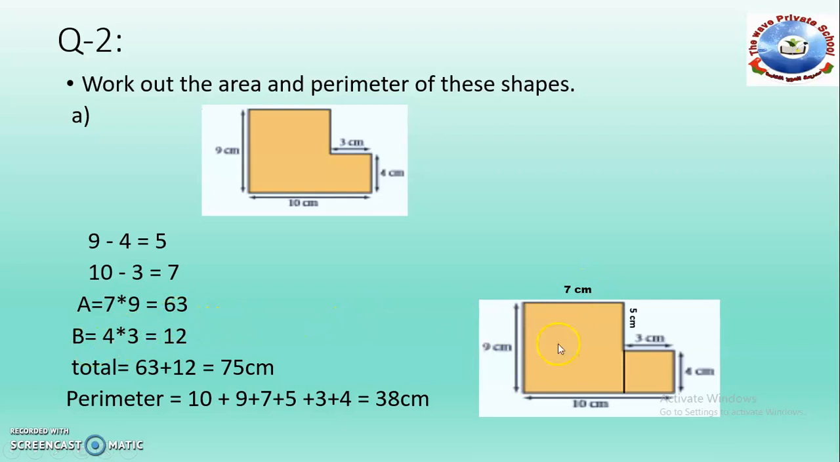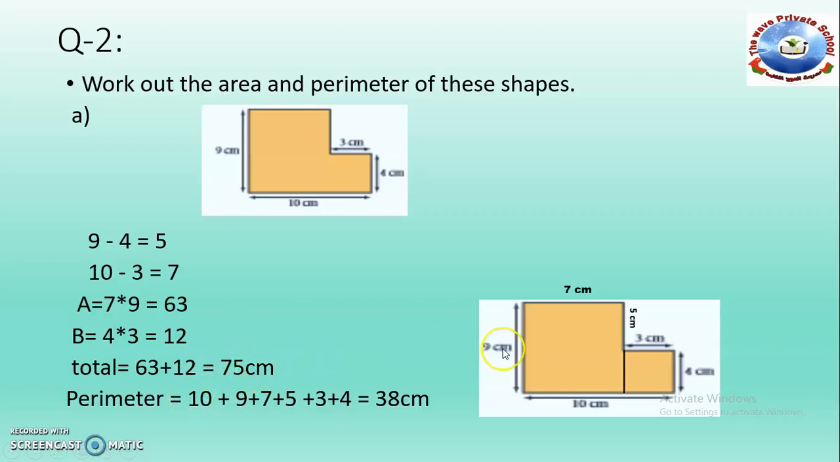And for B, it will be equal to 4 multiplied by 3. This is the width and this is the length for B part. So 4 multiplied by 3 will become 12. After that, you will add both these values, 63 plus 12. You will get the total area, that is 75 centimeter.